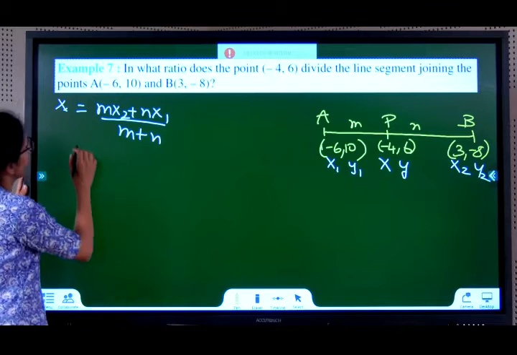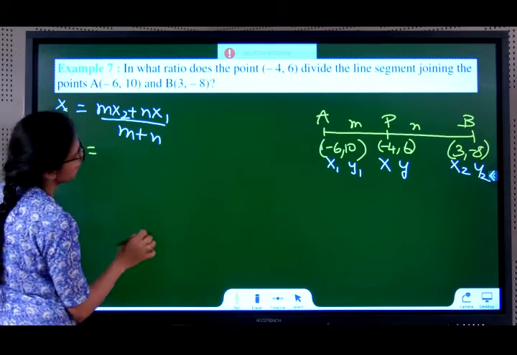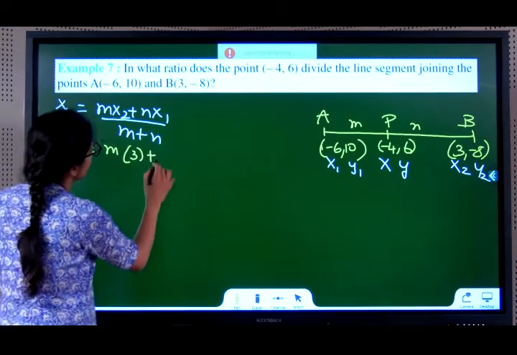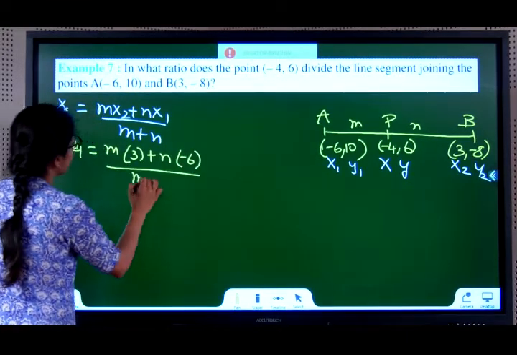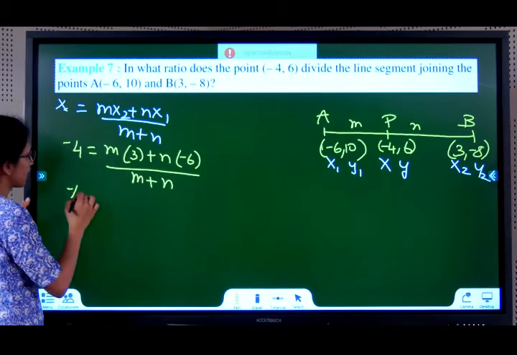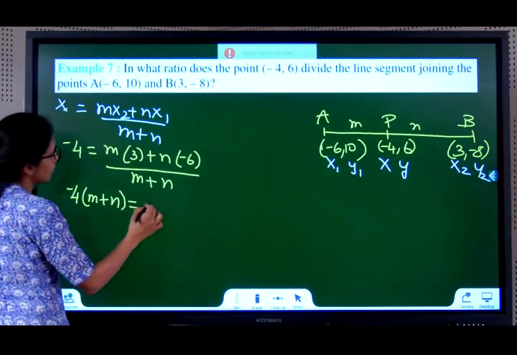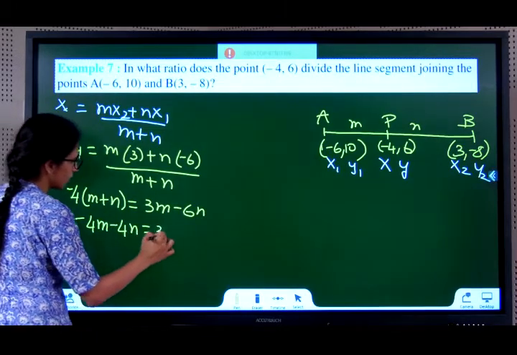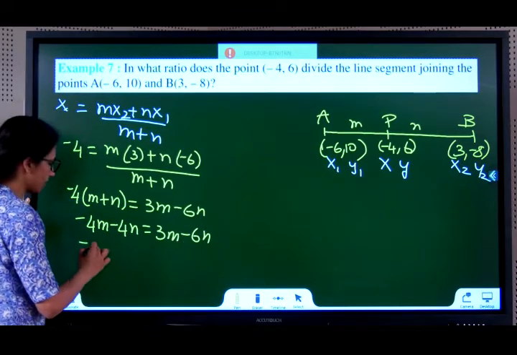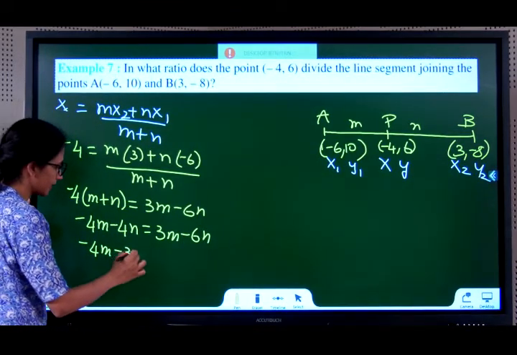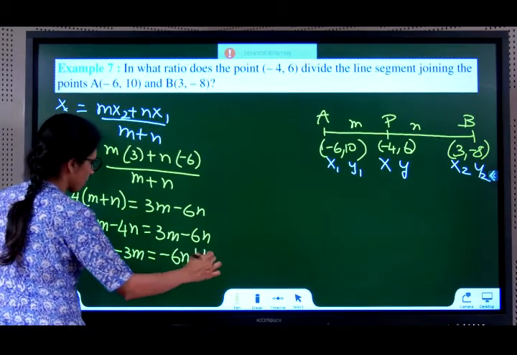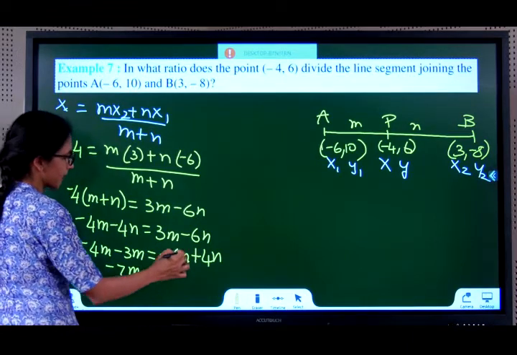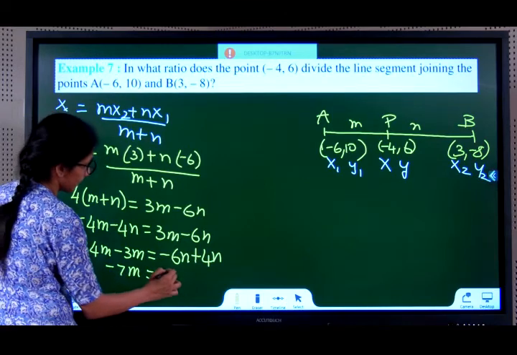What is x there? Minus 4. Minus 4 is equal to m, we don't know, x2, 3, nx1, n I don't know, x1 minus 6, divided by m plus n. How do we do it? Send this up here. Minus 4 into m plus n is equal to 3m minus 6n. Minus 4m minus 4n is equal to 3m minus 6n. Bring all the m terms on one side. Minus 4m minus 3m is equal to minus 6n plus 4n. Minus 4m minus 3m is minus 7m. Minus 6n plus 4n is minus 2n.